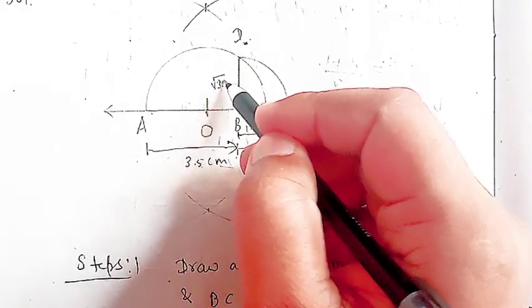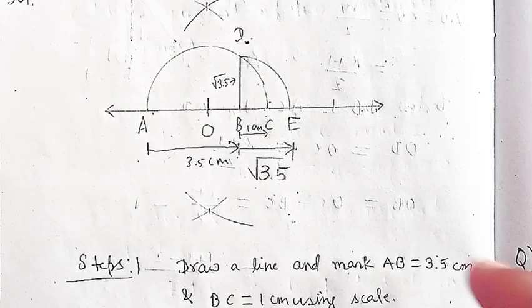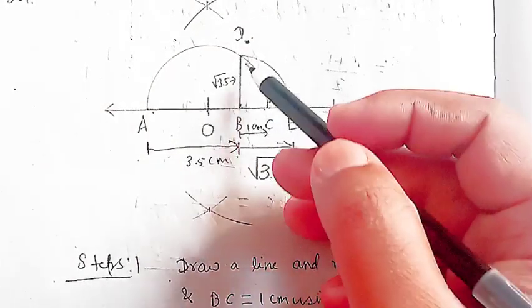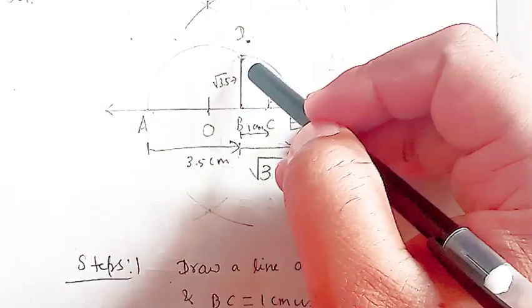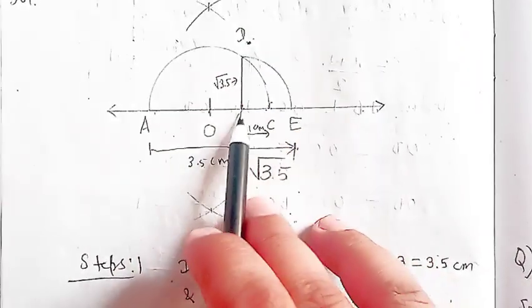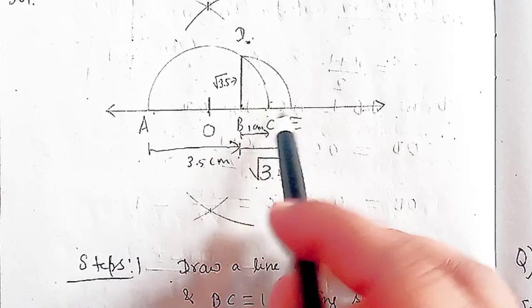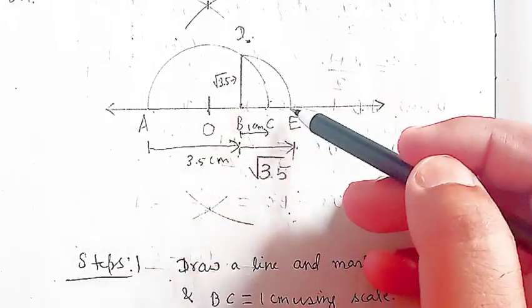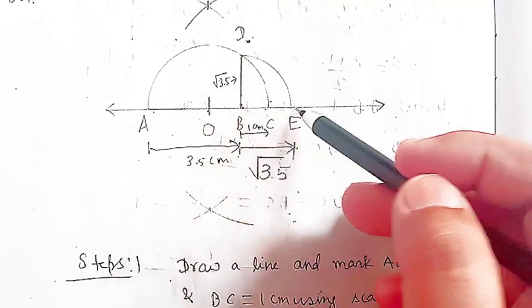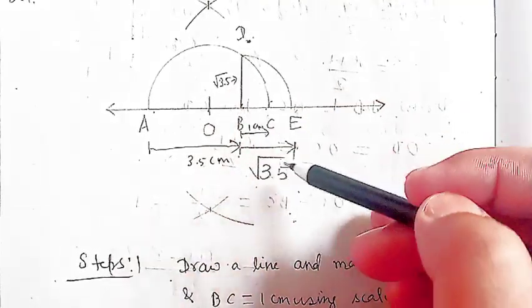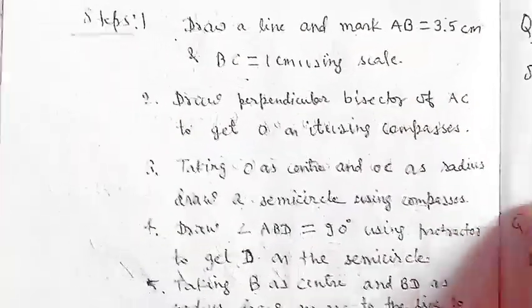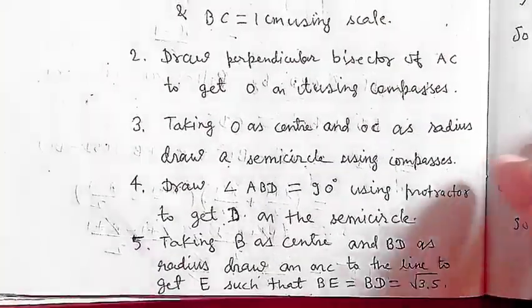This is 3.5. Now putting the pointer at B and the pencil at D, draw an arc from D. This is B. BD becomes BD because they are radii of the same arc. So BD is equal to the square root of 3.5. Here the steps are written.